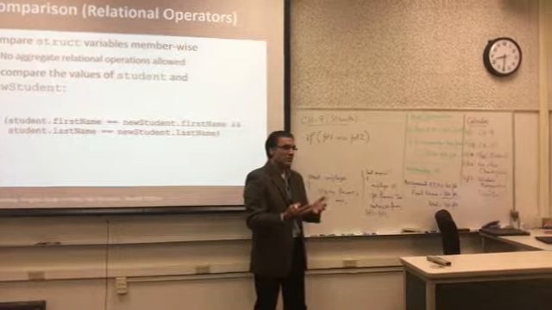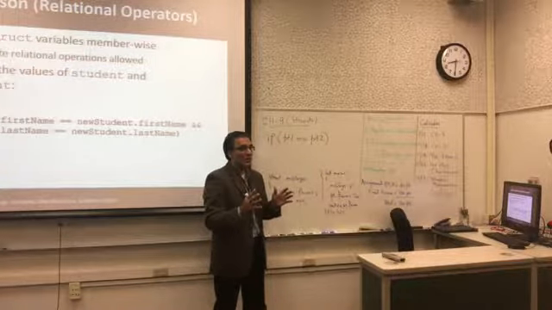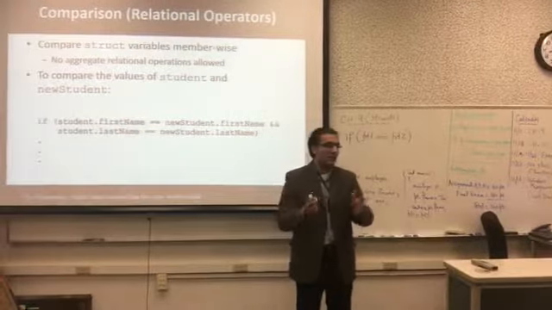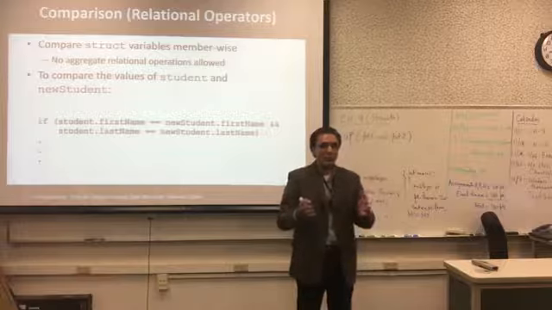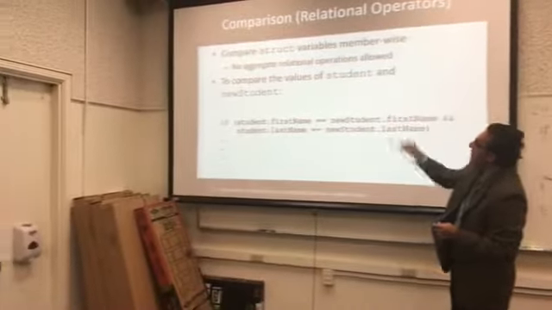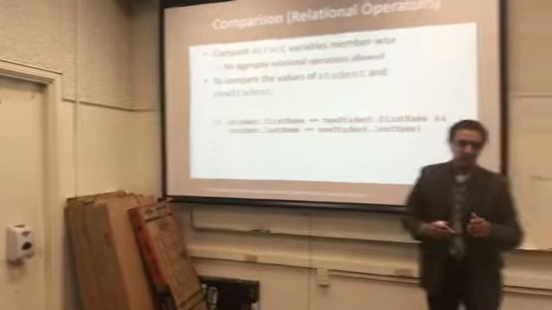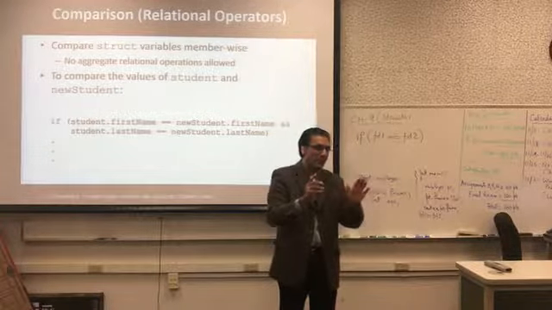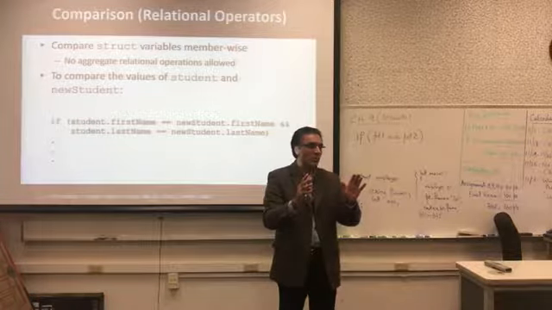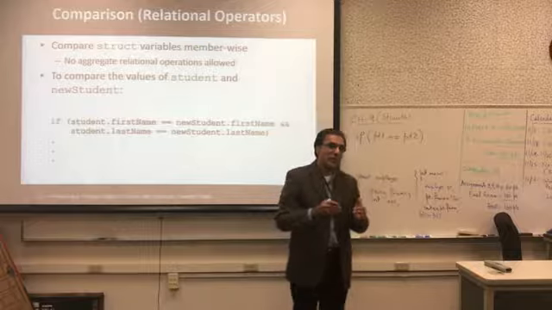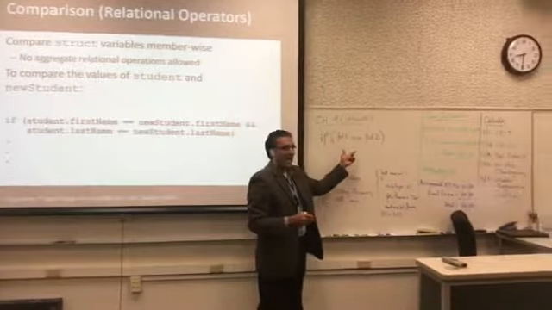So the developers of the language said, you know what, you need to be a little bit more specific. So if you want to compare their last names, or their salaries, or whatever you want to compare, you need to be more specific. So it's saying no aggregate relational operators allowed. There are 6 of them: equal equal, not equal, less than, less or equal, greater than, and greater or equal. None of these relational operators are applicable as an aggregate.